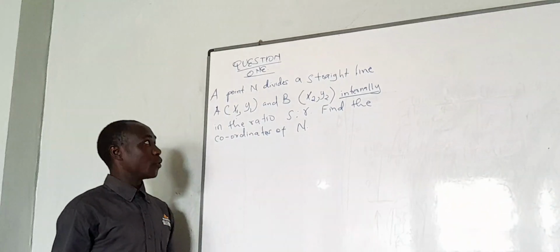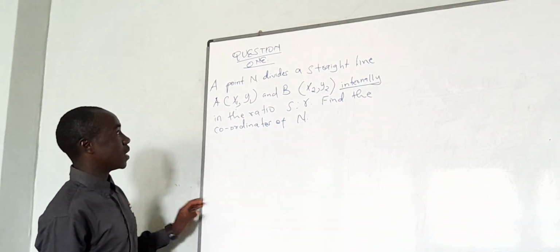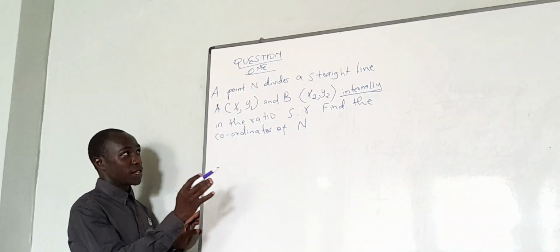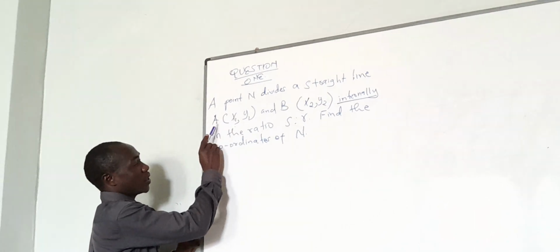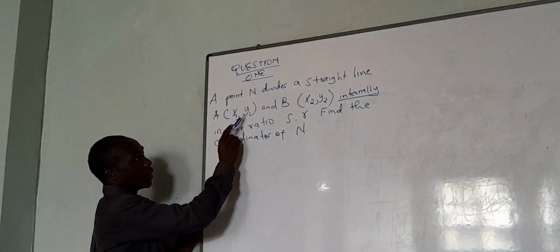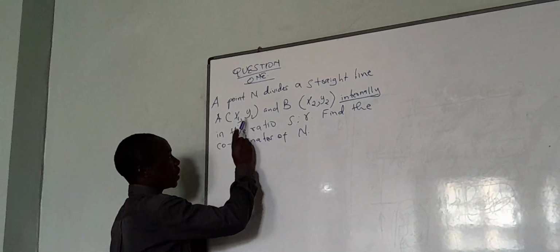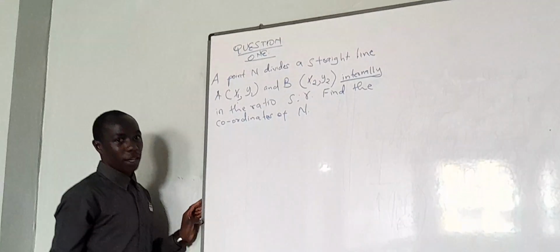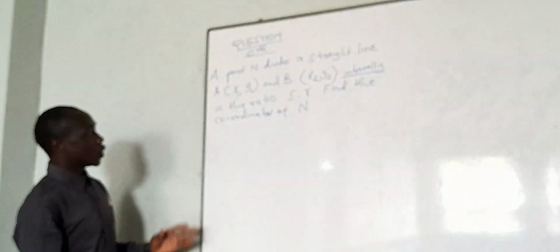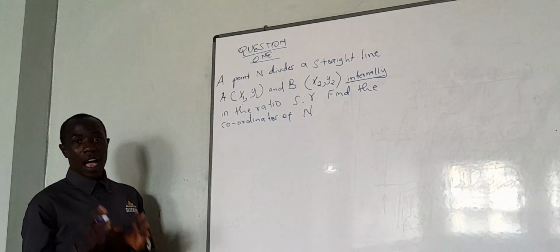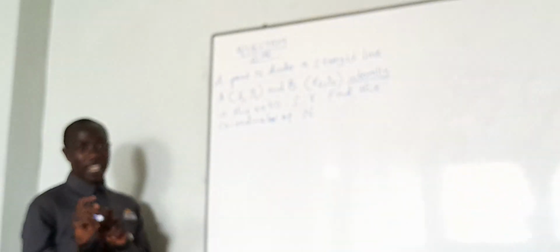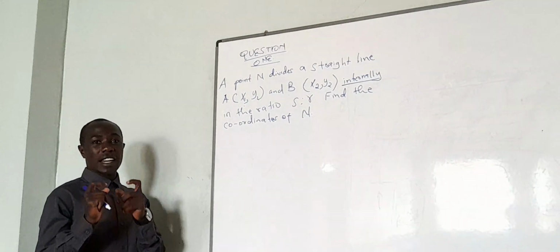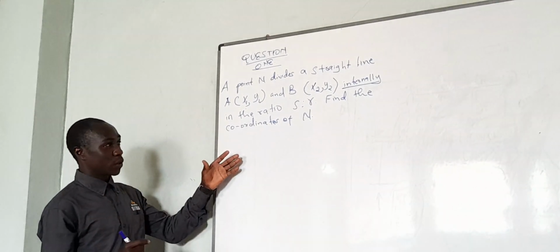When you're given such a question, the first thing I want you to understand is you've been given the coordinates of the straight line. The straight line has coordinates x1, y1 at point A, and x2, y2 at point B. So how do you solve that? You start by first drawing the straight line. And this is the hint: you're going to use a triangular method to solve this question.